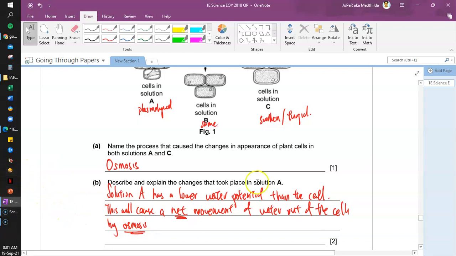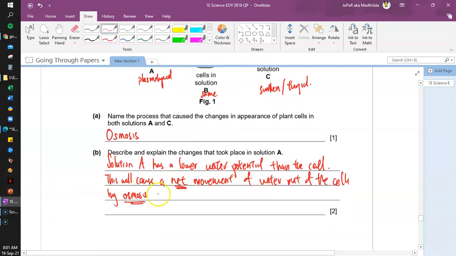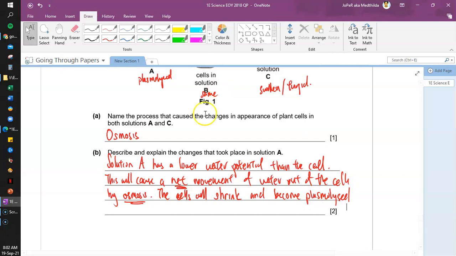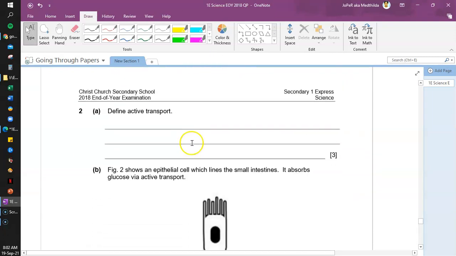Once you know that the movement of water is out of the cell, when the water leaves the cell, the cell will then shrink. Sorry, my handwriting is a bit ugly. The cell will shrink and become plasmolysed. So that's for part B. Question 1 is done. Let's go to question 2.